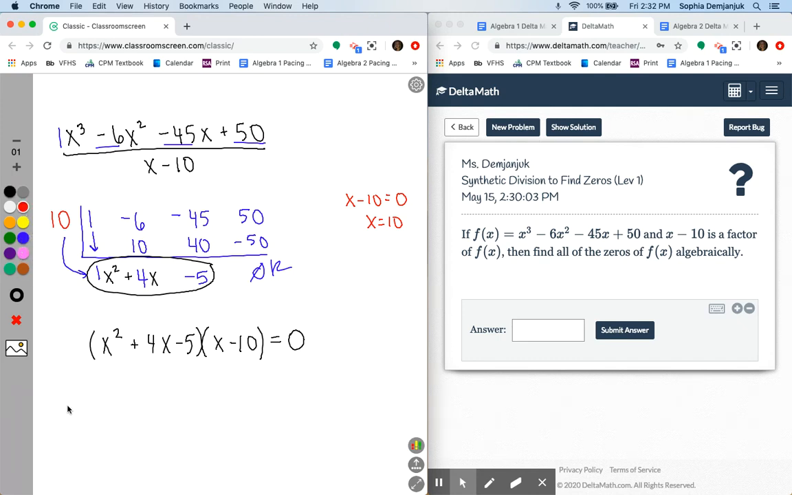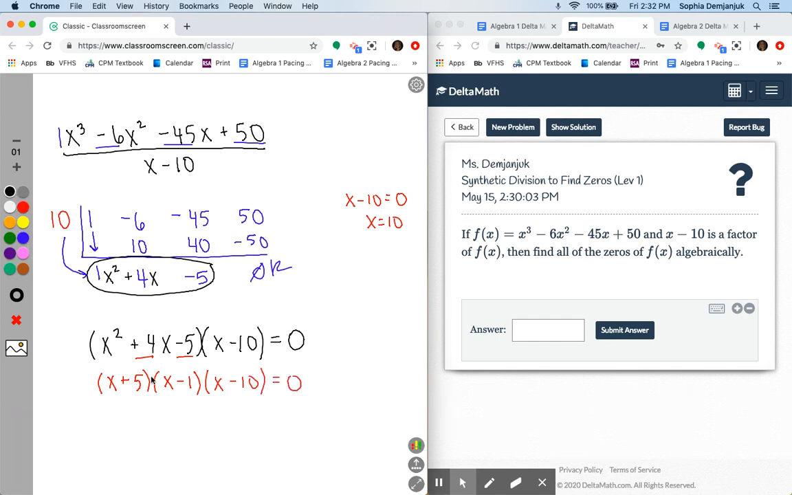You have a quadratic in your first parentheses that you can factor, because a equals 1, you can do the quick trick of what is multiplying to -5 and adding to 4. x plus 5, x minus 1. You'll bring down your x minus 10, and everything's set equal to 0.